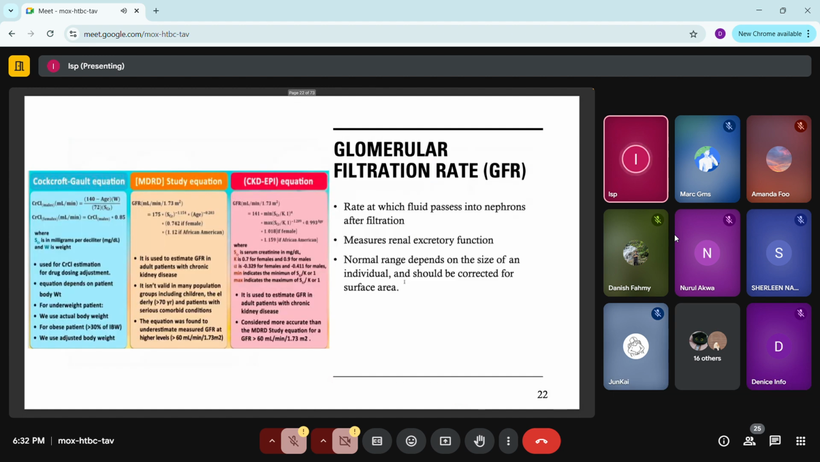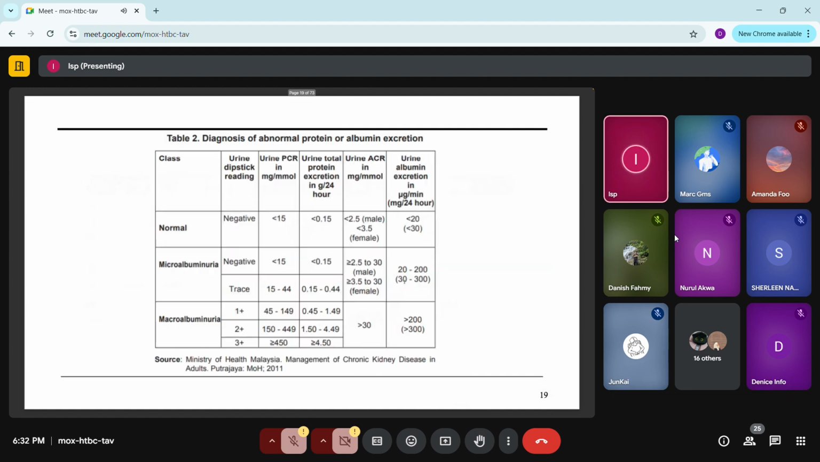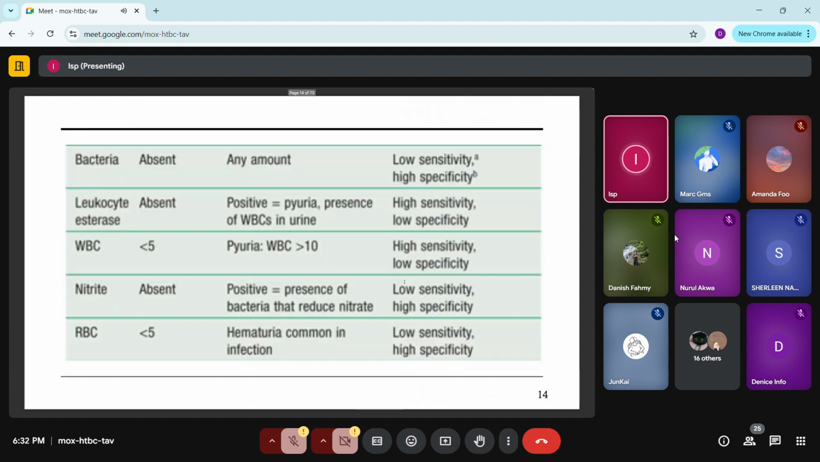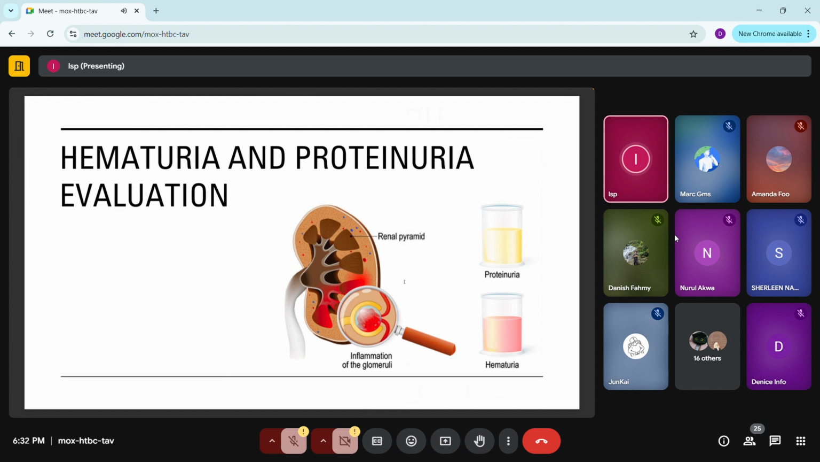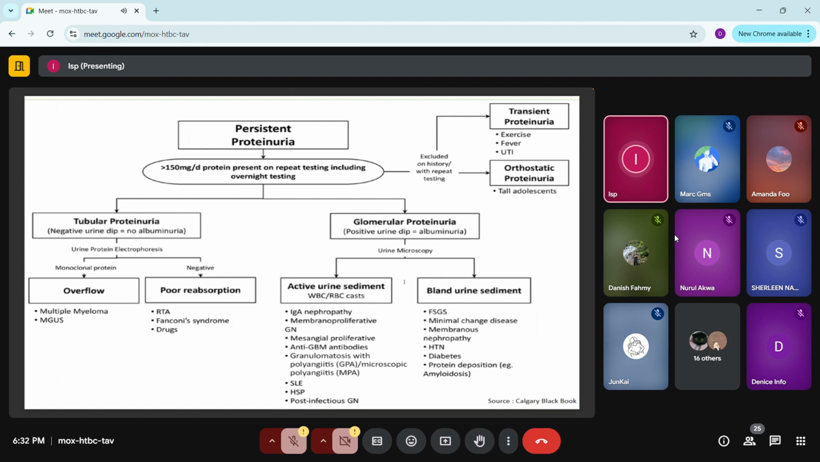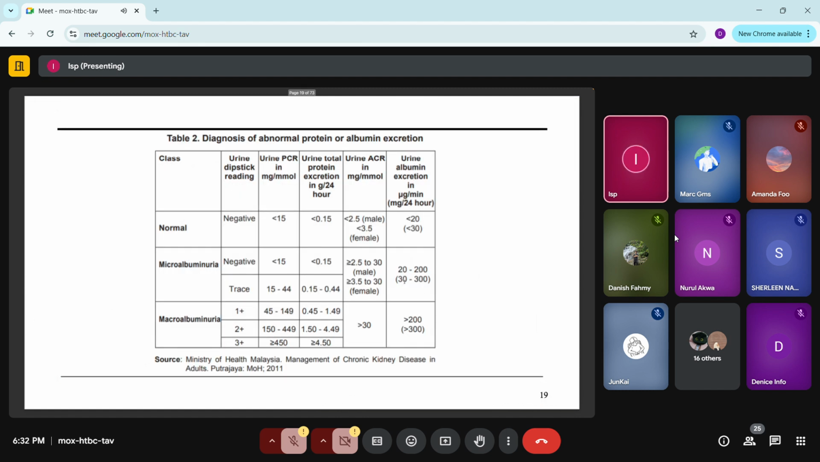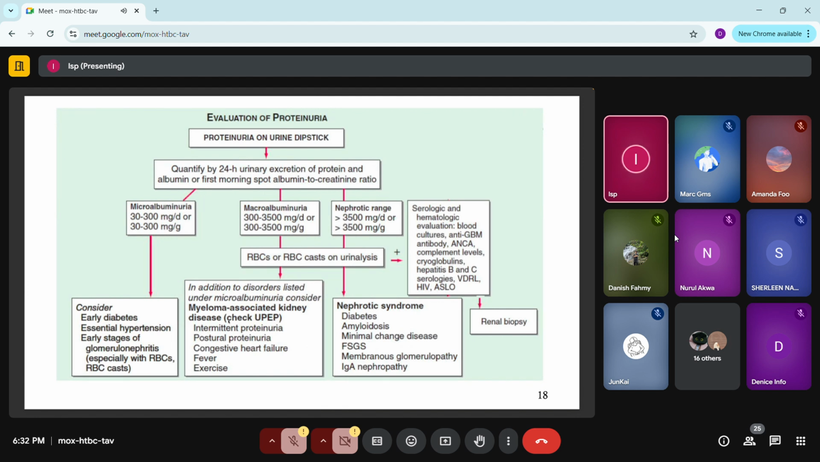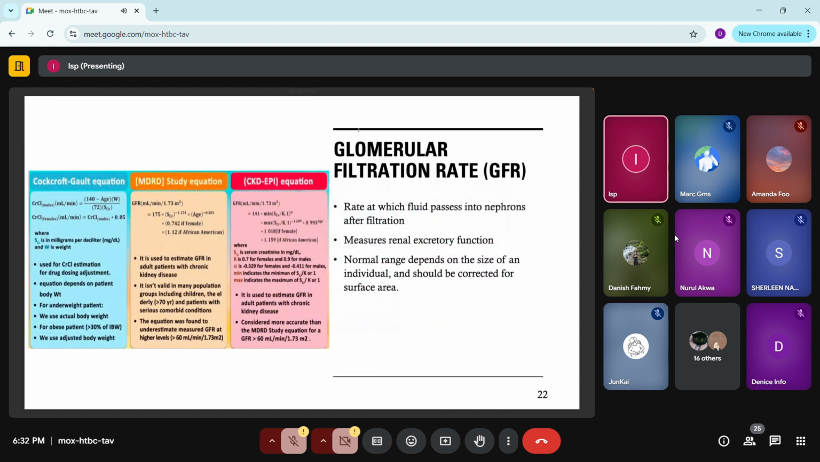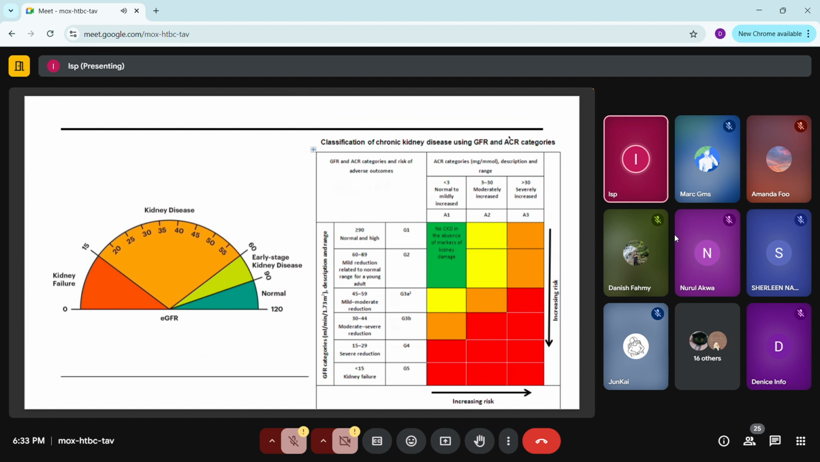So the investigations you need to know. Number one will be your urine dipstick. You need to know the components of urine dipsticks. Number two will be your renal function. And number three will be renal ultrasound. Those are the common things. And the common causes of hematuria and common causes of proteinuria. No need to remember names that you can't even pronounce. Those are too difficult, I will not ask that. Then just need to know what GFR is, and just know there is a classification of CKD.